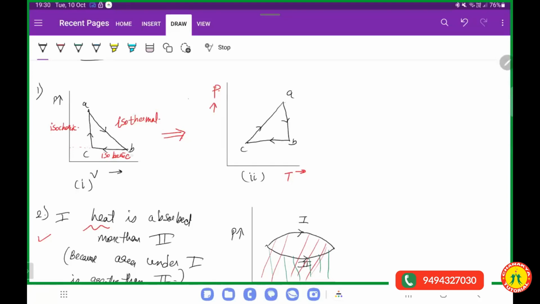CB, pressure is constant here. Here also CB's pressure is constant. CA, pressure is increasing again. So here also increasing, as pressure is increasing with temperature.